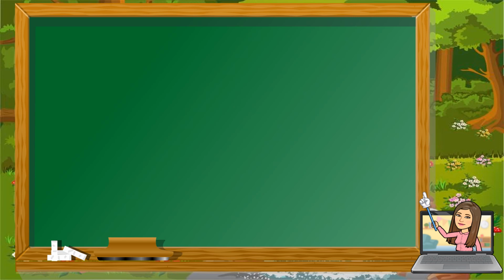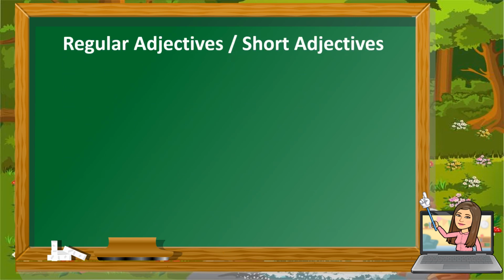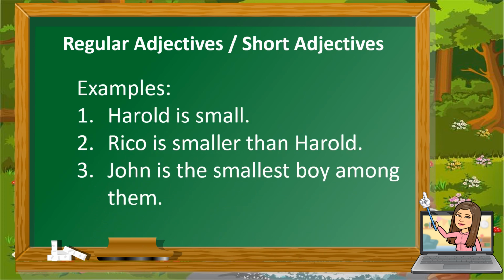So let us have the examples for regular adjectives and short adjectives. Okay, so we have 3 sentences in here. So Harold is small. Definitely it is under positive form. Positive degree. Okay, so the adjective in here is small because we are not going to compare Harold to anybody. There is no comparison at all.